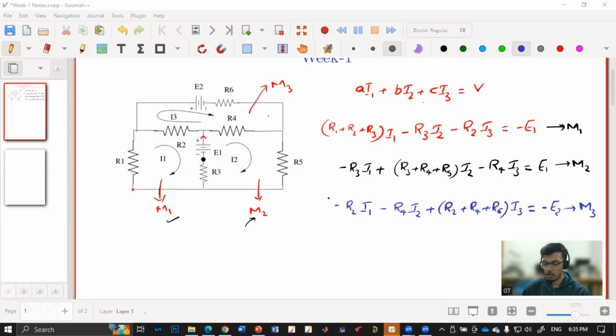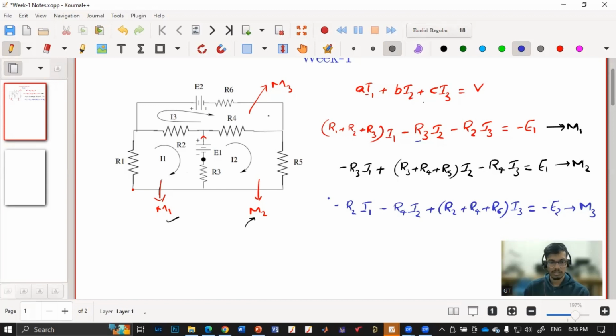And the coefficient of I2 or I3 is given by the negative of the resistance shared between M1 and that particular mesh. So if I'm talking about B, I'm talking about I2, which is in mesh M2. So B is nothing but the negative of the resistance that is common between M1 and M2, which is R3. So the coefficient is minus R3. Similarly, the coefficient of I3 is the negative of the resistance in common between the M1 and M3 meshes, which is R2. So minus R2. So this completes my LHS side.